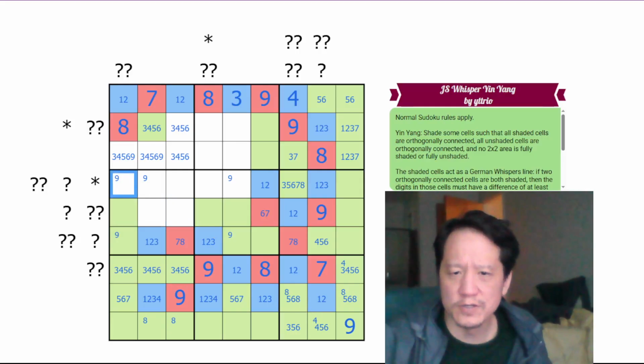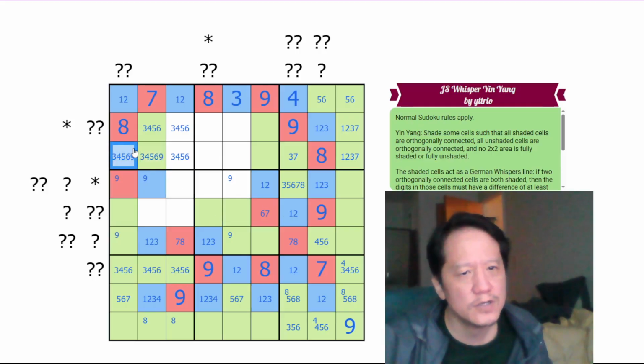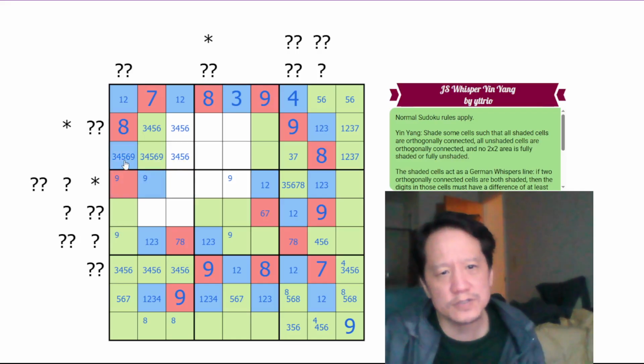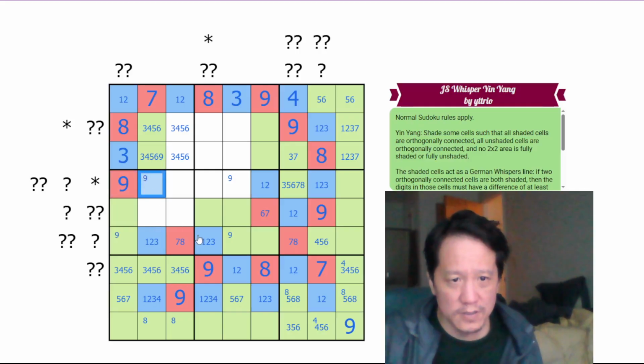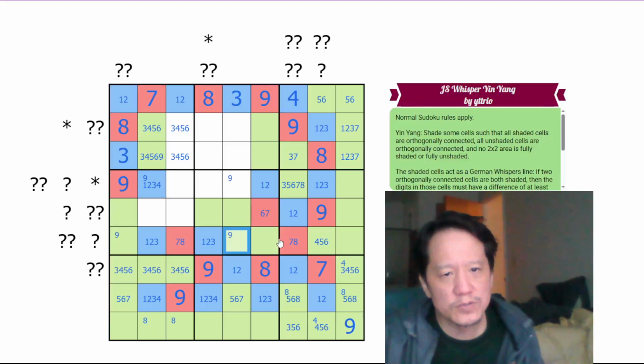Let's continue with this. Maybe this will help. So if we have this, then we have to have that. This is connected. This is green because of the 2x2 area. So this is 3, and this is 9. That makes this 1 through 4 here. That 9 would eliminate 9 here. So this would have to be 9 here. This would be 9. 3 would eliminate 3 here, so it's 7, which makes that 8.